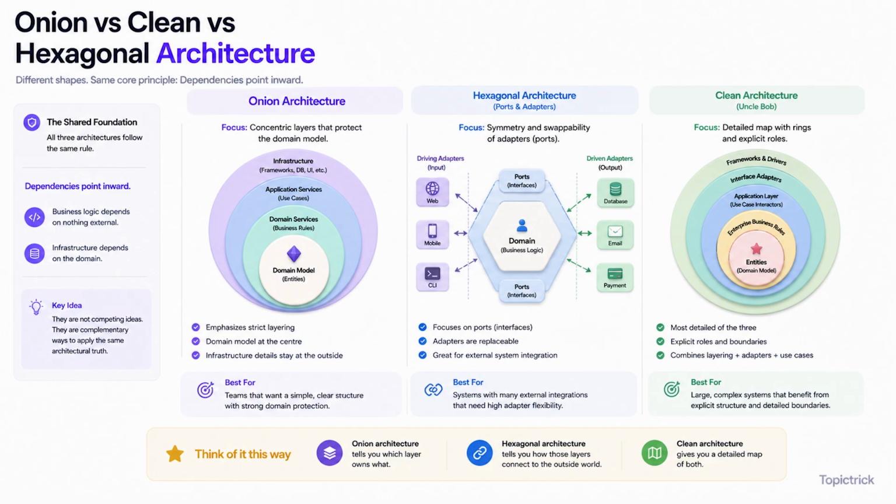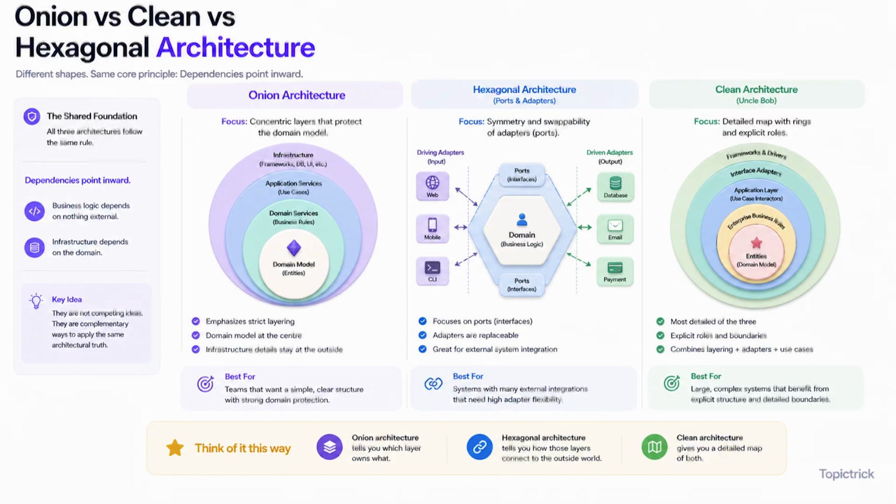Clean architecture, introduced by Robert C. Martin in 2012, combines both ideas and adds more internal detail, explicit use case interactors, entity rings, and interface adapter rings. Think of it this way. Onion architecture tells you which layer owns what. Hexagonal tells you how those layers connect to the outside world. Clean architecture gives you a detailed map of both.